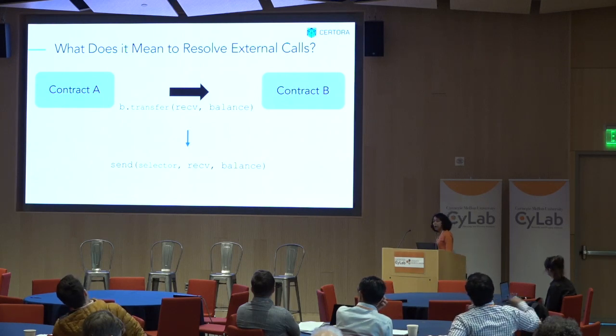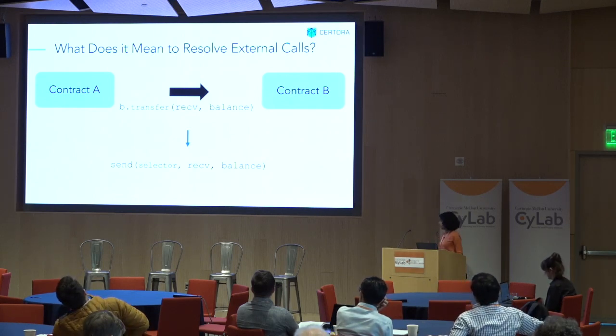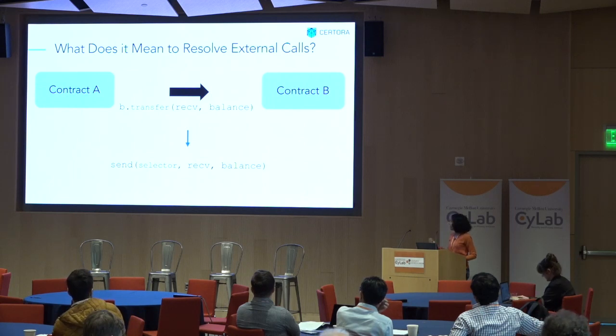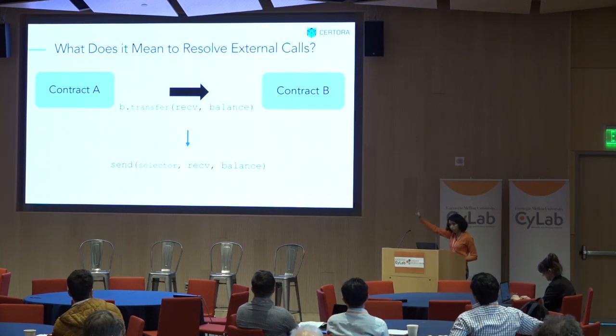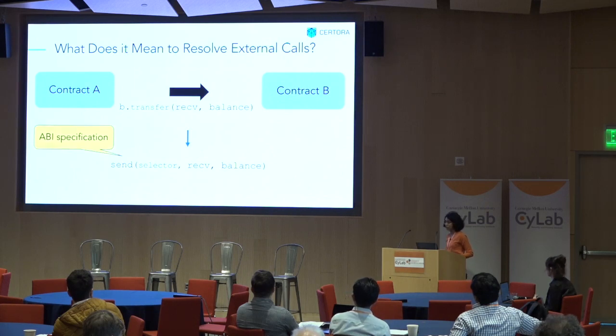Now, when this gets compiled to EVM bytecode, there is an instruction called a send instruction. And the send instruction takes three arguments. The first one is a selector, and we're going to look at that in just a second. And the other two are just the arguments from the transfer. Now, the selector is actually kind of interesting.